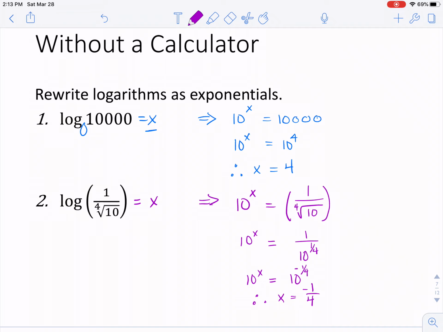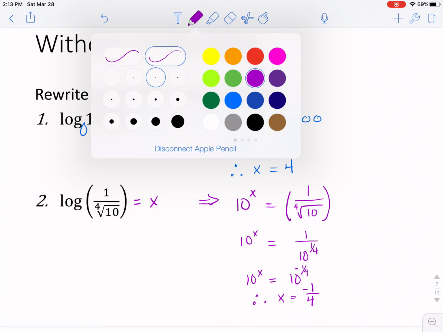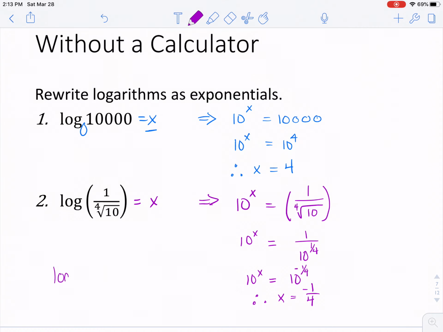All right, so rewriting logarithms as exponentials. We don't just need to use base 10. We could use whatever base there is. Example, let's say I wrote log of 10 base 3 is equal to x. I could rewrite this one as 3 to the x is equal to 10. And we know 3 squared is 9, and 3 cubed is 27. So that means x is probably somewhere between 2 and 3.